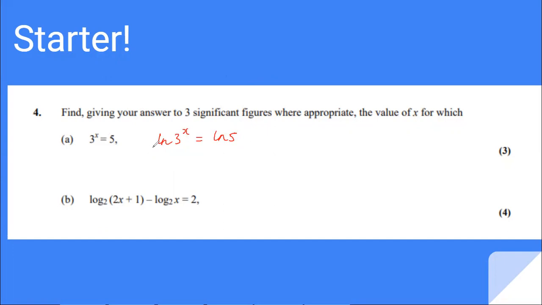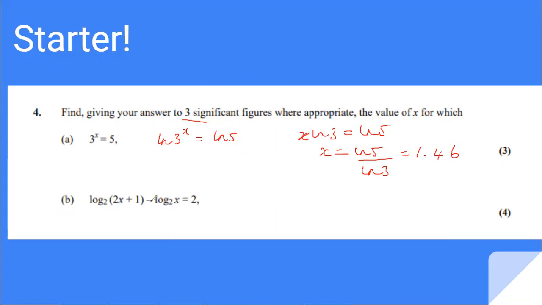Okay, so here I've taken ln of both sides, and then using the laws of logarithms, I'm going to take the x over. So then I've got x ln 3 equals ln 5, so x is equal to ln 5 over ln 3. I'm going to plug this into my calculator. Okay, I've got 1.46. Okay, so it says 3 significant figures, so I need to be careful.